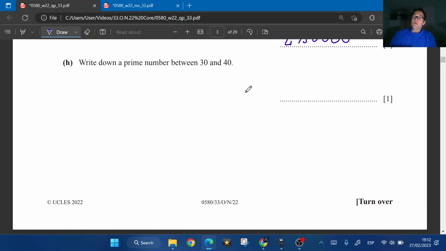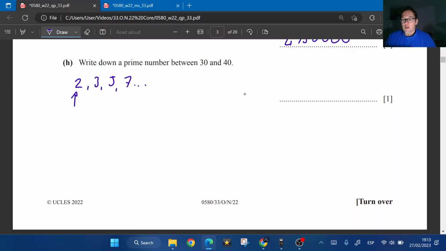A prime number between 30 and 40. Remember, what's a prime number? A number that has only 2 factors. Only 2 numbers can divide into it, like 2, 3, not 4, which can be divided by 1, 2, and 4, 5, 7, etc. Now we need to find one between 30 and 40. It's not going to be an even number, because the only even number that's a prime number is 2. All the other prime numbers are odd numbers.